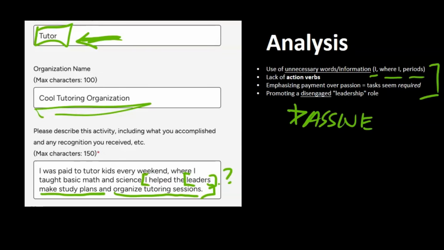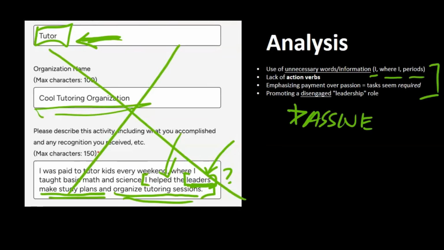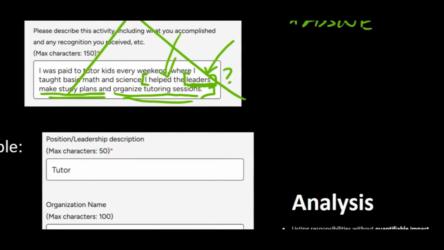Even that is really weird language. So you help them make the study plans and organize the tutoring sessions, but you didn't lead that. Now you're giving the credit to these leaders and you just helped them. For all the admissions officers, this is something that the leaders accomplished on their own. You just said you helped them. So there's no way to validate it, and you seem like you don't have a lot of authority. Overall, this is just a very bad example.